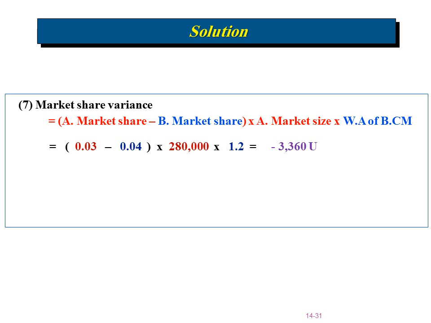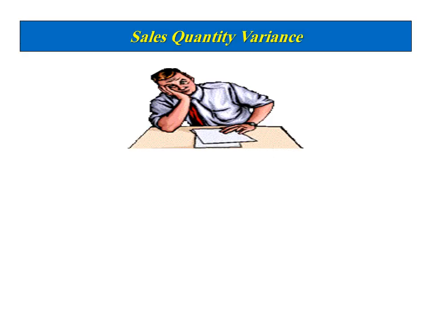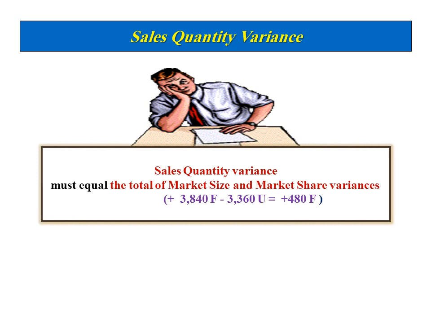After calculating the last variance, I mean the market share variance, I have to check my answer again. The quantity variance must equal the market size and the market share variances. This is the total of them. After finishing all variances, I can summarize my solution.